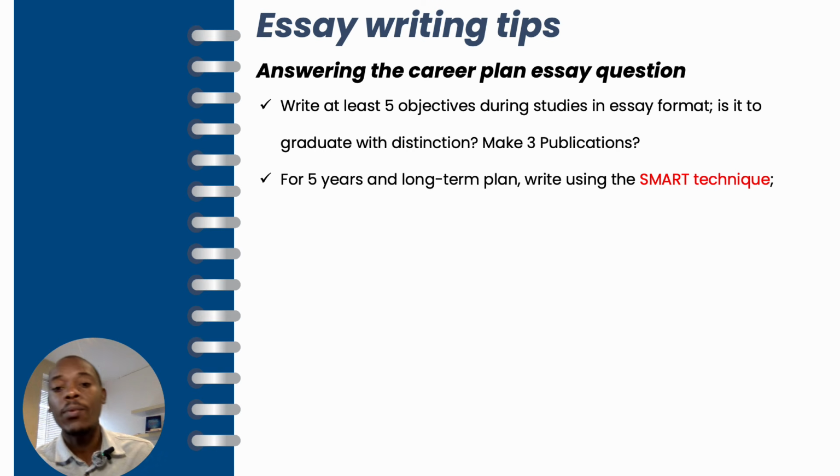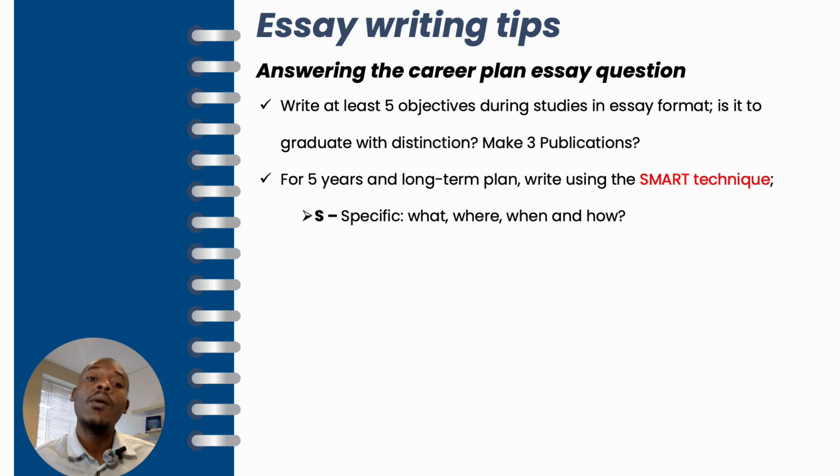So by writing through the SMART technique, what do we mean? We mean that you need to be specific. What do you want to do in your 5-year plan, and what do you want to do in your long-term plan? Where do you want to do it? How do you want to do it? You need to be very specific about what you want to do and demonstrate that you're going to apply these skills in your midterm plan, in your immediate plan, in your first 5-year plan, and also in your long-term plan.